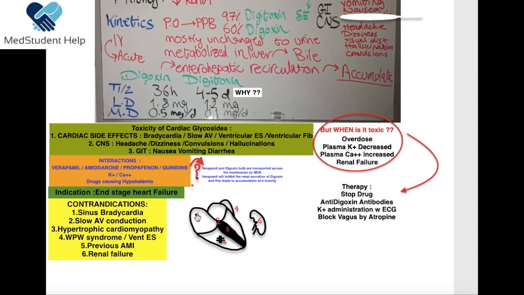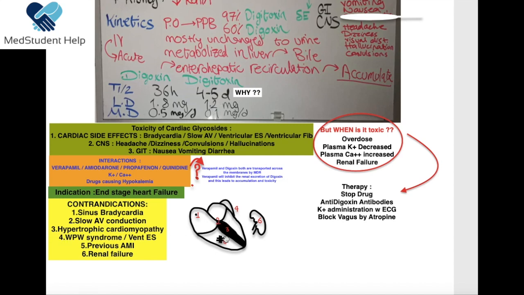So one is the sinus bradycardia, because we know that these drugs are going to decrease the heart rate by increasing the vagus tone, right? So if the patient already had a sinus bradycardia, you shouldn't give cardiac glycosides because the heart rate is going to drop even more. A slow AV node: if the AV conduction was already slow, you can't give cardiac glycosides and make it even slower, right?